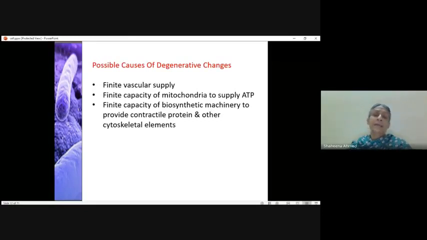Now, why is it that hypertrophy stops after some time? Why doesn't it keep on going? Because if the workload is increasing, why doesn't the hypertrophy also keep on increasing with it?